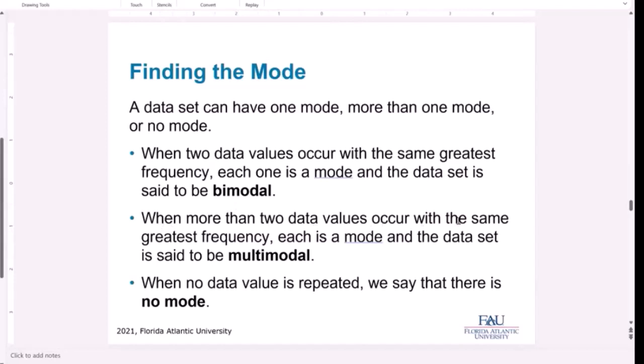When more than 2 data values occur with the same greatest frequency, each is a mode and the data set is said to be multimodal. If I had 1, 1, 2, 2, 3, 3, 4, 5, 6, this would be multimodal because I have 2 1s, I have 2 2s, and I have 2 3s, and they all occur twice. If I had 1, 2, 3, 4, 5, this has no mode because they're all basically once. No data values repeated. This would have no mode.